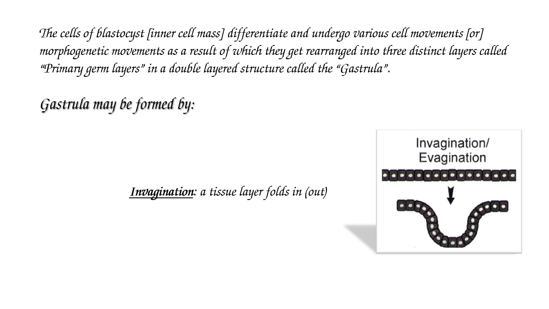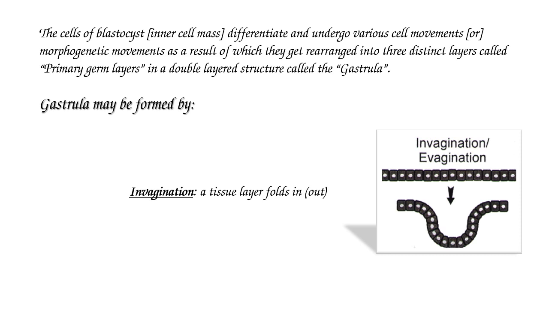The cells of the blastocyst differentiate and undergo various cell movements or morphogenetic movements, as a result of which they get rearranged into three distinct layers called primary germ layers in a double layered structure called the gastrula. The gastrula may be formed by invagination, that means a tissue layer folds in or out. So let's see the diagram here.